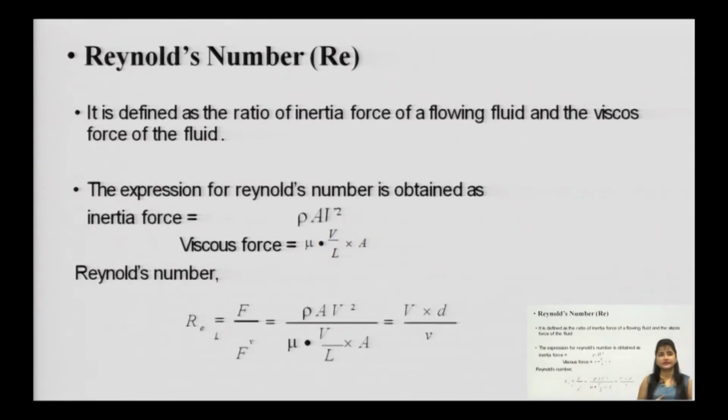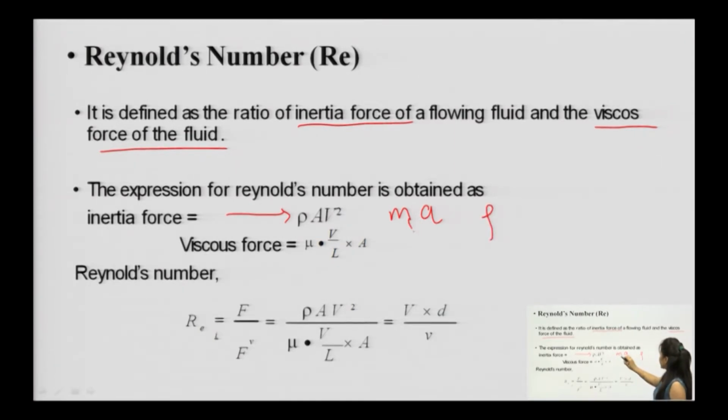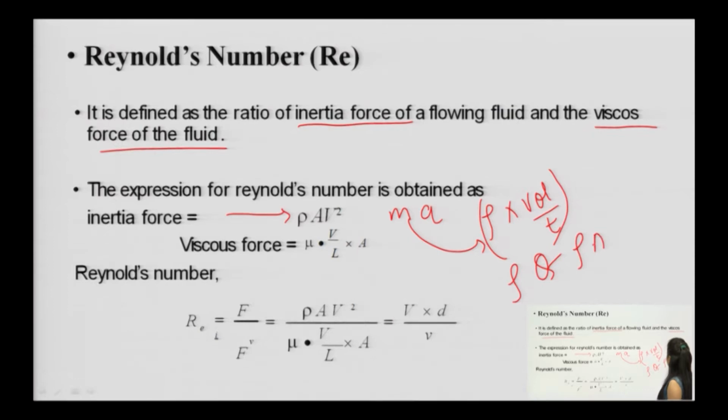Reynolds number is defined as the ratio of inertia force of flowing fluid and the viscous force of the fluid, and there you can see that inertia force can be written as mass into acceleration. So, there you have written mass as rho, density, into volume, and volume per unit time will be nothing but density into discharge, and discharge will be nothing but Q equals A into V.